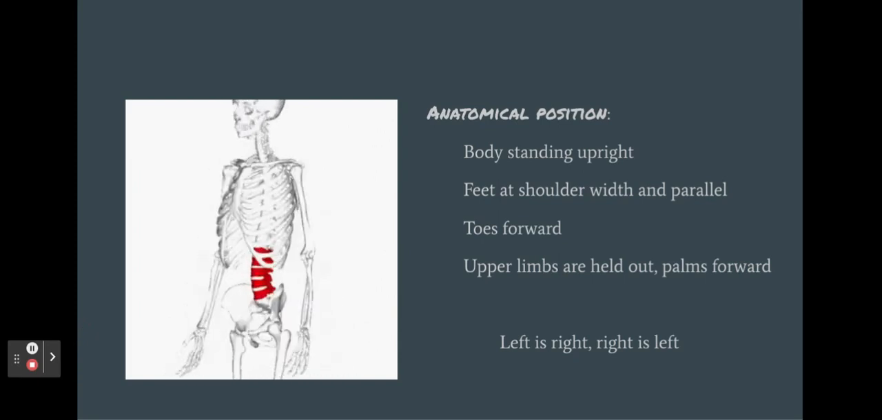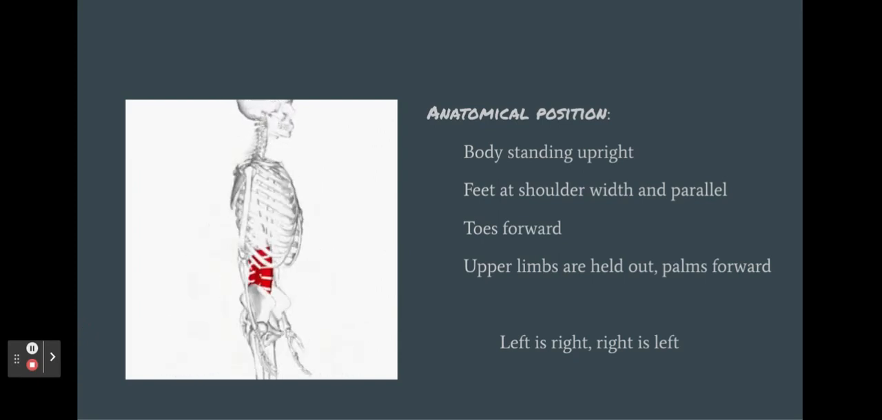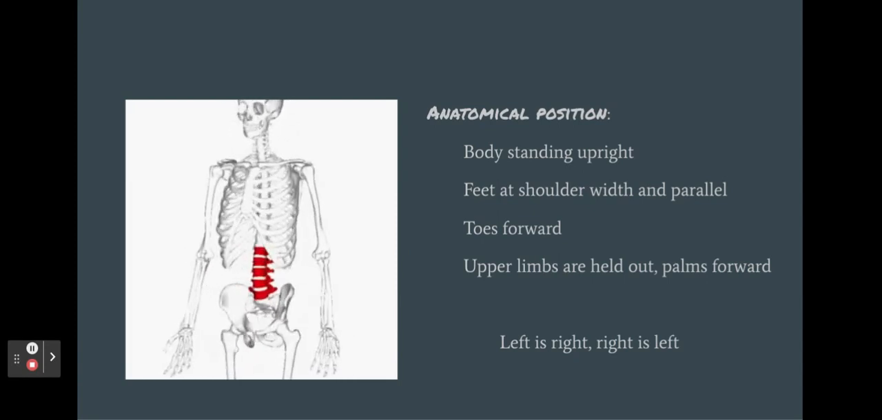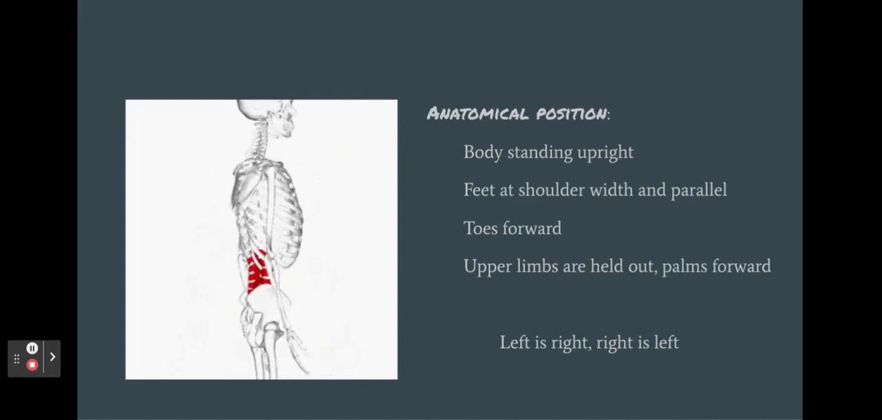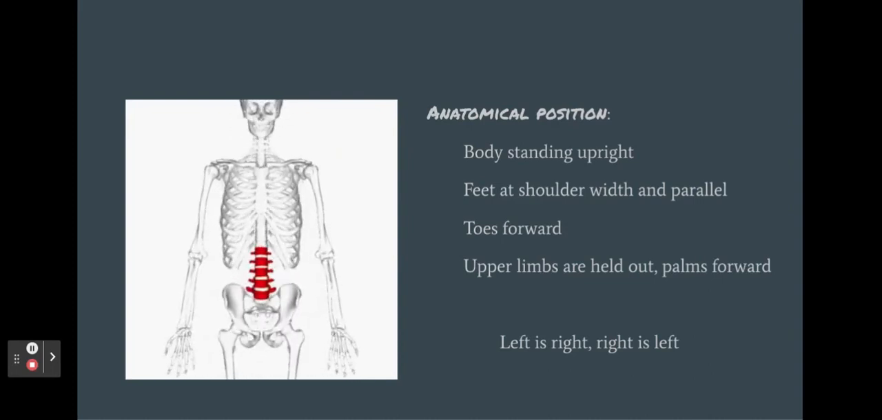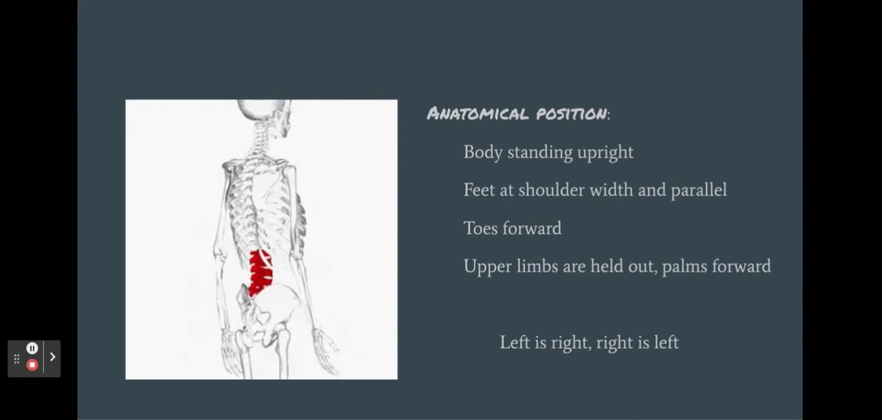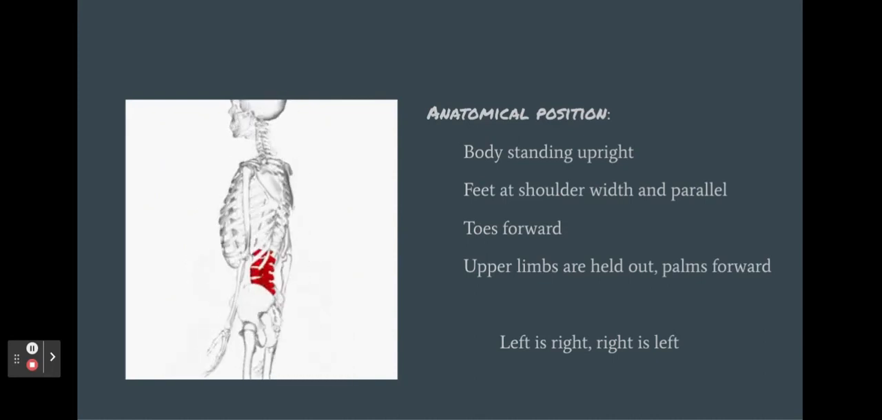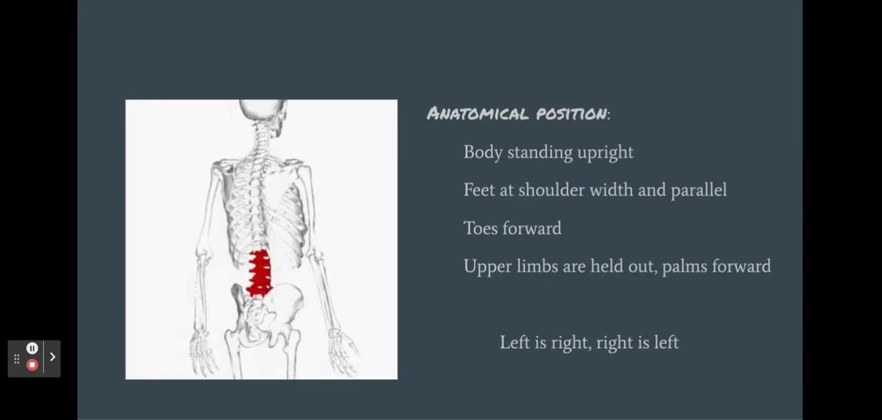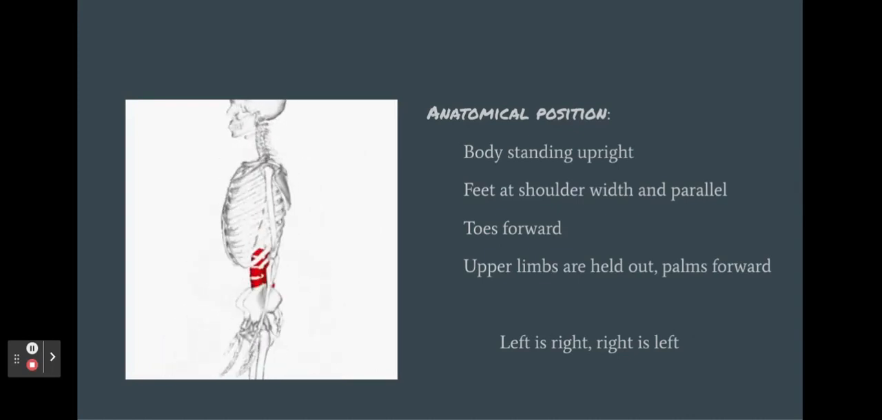Okay, recall the anatomical position, which is the body standing upright with feet shoulder width apart and parallel with toes facing forward and upper limbs held out to the sides of the body with palms facing forward. Also recall that anatomy is described from the body's perspective, so structures on your left as you look at a body are on the body's right, and structures on your right are on the body's left.